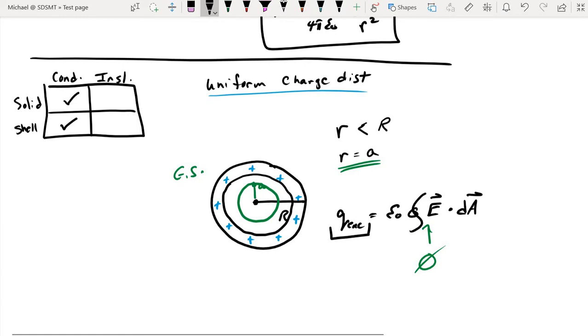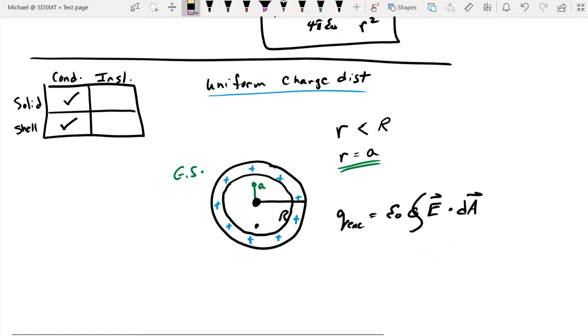And it doesn't matter where we look inside of these spheres. I can look right here, I can look right here, I can even look right at the center. But any of those points inside of the sphere, if there is no charge present that I can collect inside of my Gaussian surface, I'm not going to have any electric field present at that location.